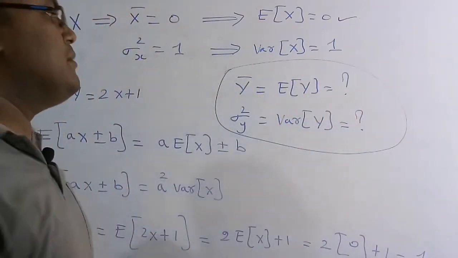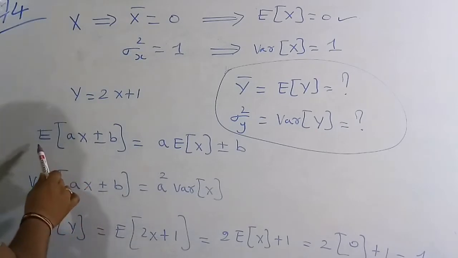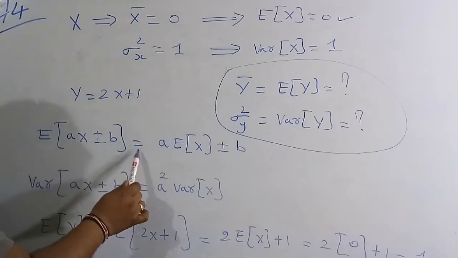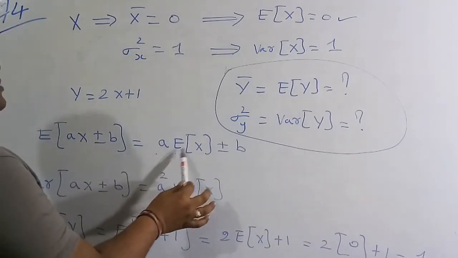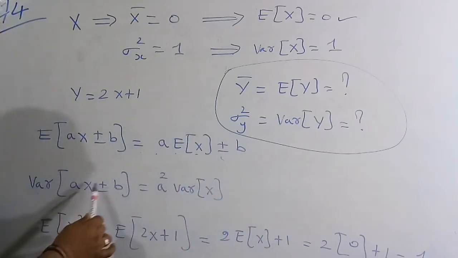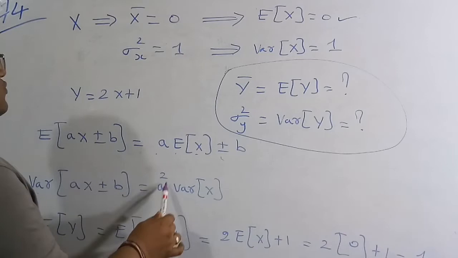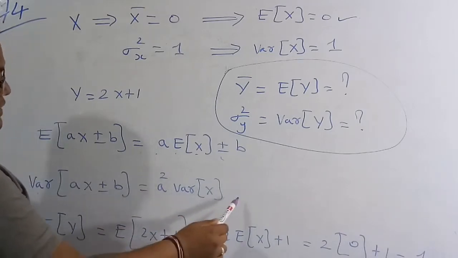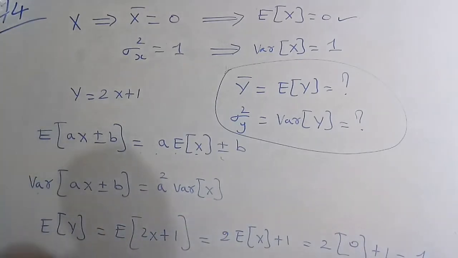So let me give you some important formulas here. Expectation of ax plus or minus b is equal to a into expectation of x plus or minus b. Similarly, variance of ax plus or minus b is equal to a square into variance of x. So there is no b term. Now with these basic formulas we are going to apply them to this relation.